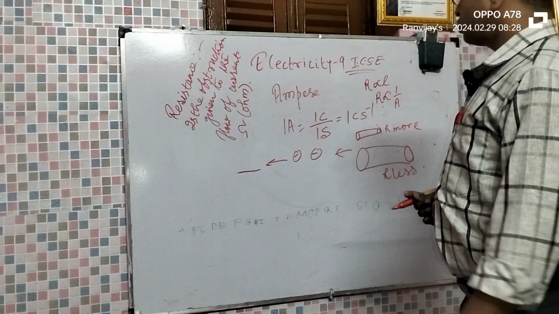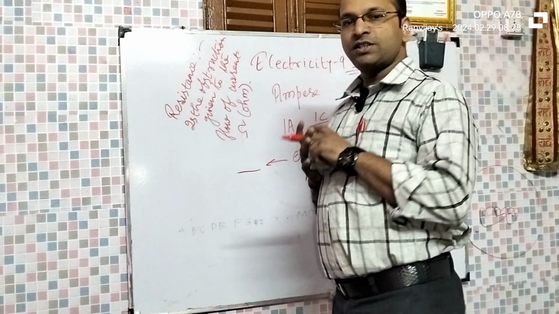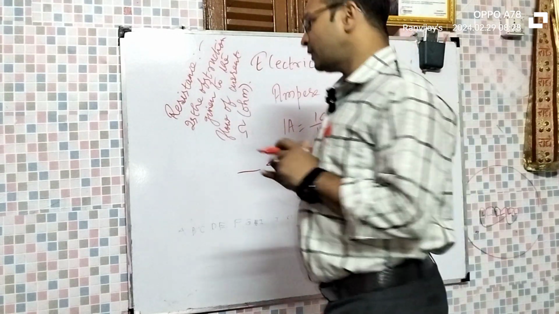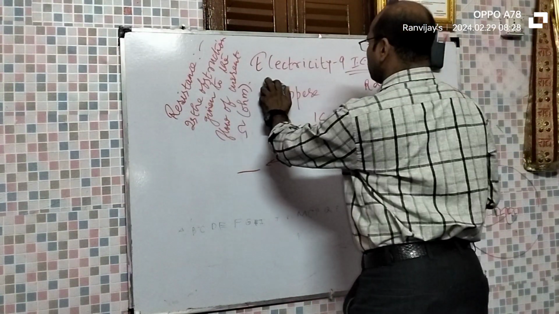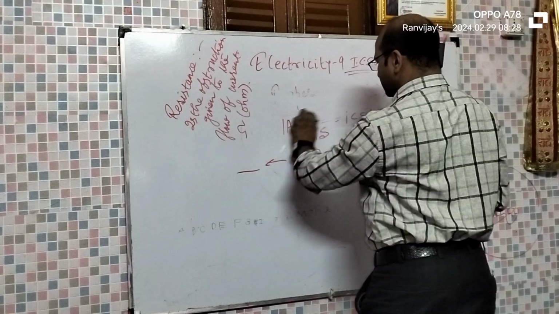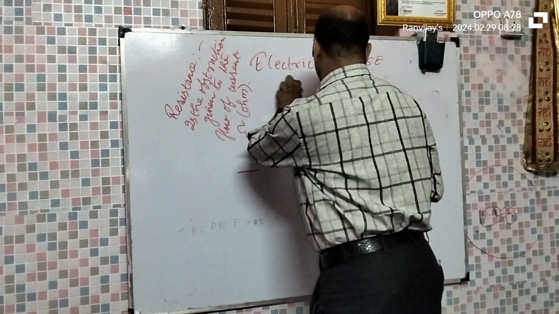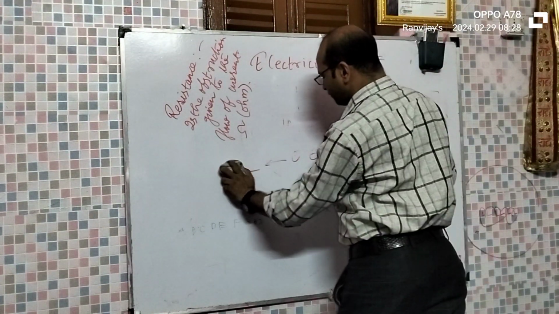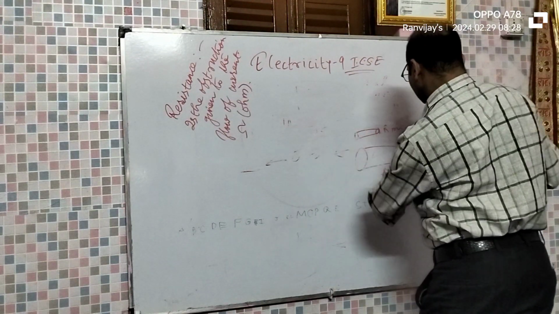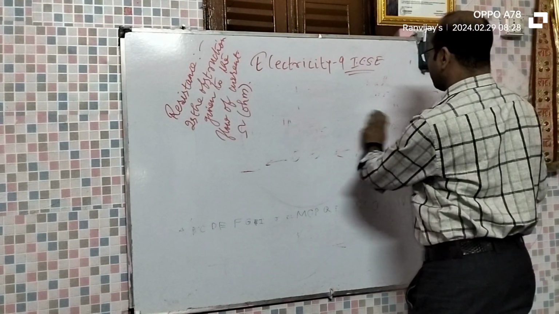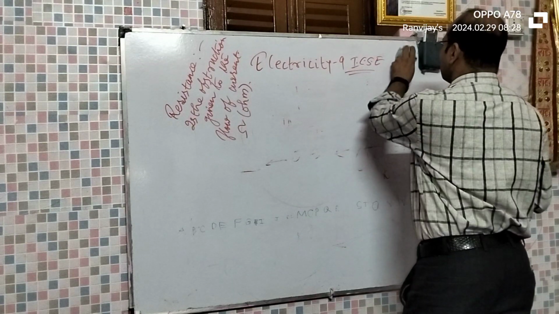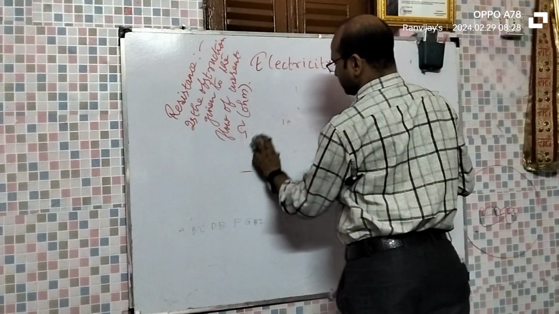So basically, resistance is the obstruction given to the flow of current. It depends upon the wire. Now, which is the best conductor of electricity? The best conductor of electricity is silver. But why don't we use silver for making wires? Because it is expensive. So people use the second best conductor, which is copper.